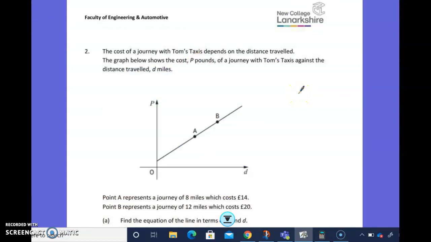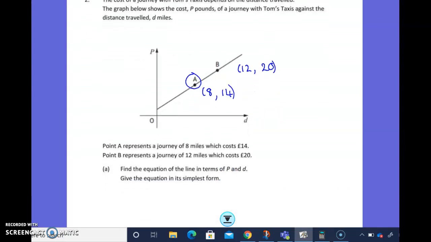The cost of a journey with Tom's taxis depends on the distance travelled. The graph shows the cost P in pounds of a journey with Tom's taxis against the distance travelled D. So point A, this point here, represents a journey of 8 miles at a cost of £14. So A would be the point (8, 14). Point B represents a journey of 12 miles, which costs £20. So point B is the point (12, 20).